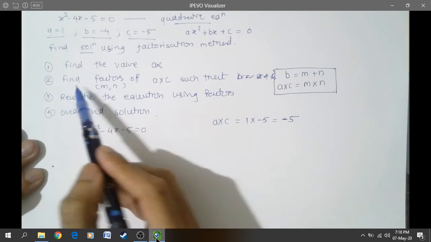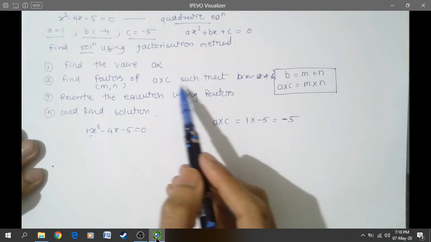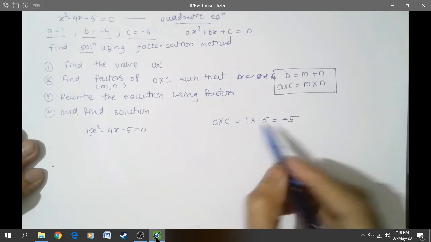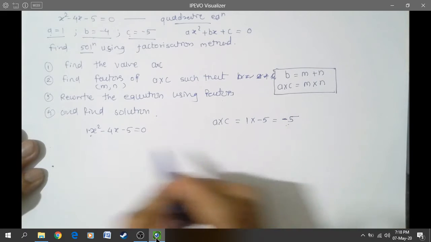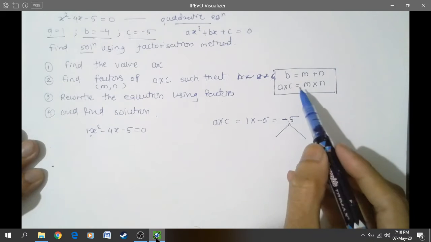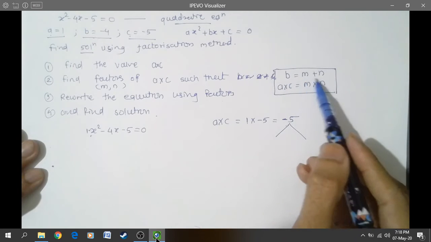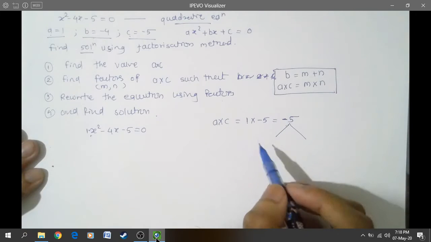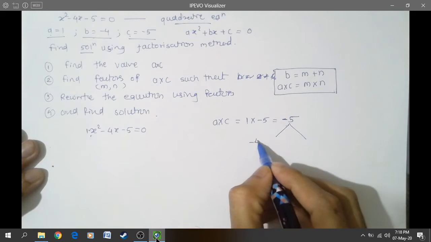Then step number 2, find the factors of a into c, which means factors of minus 5, such that b is equal to m plus n. What is b? b is minus 4.